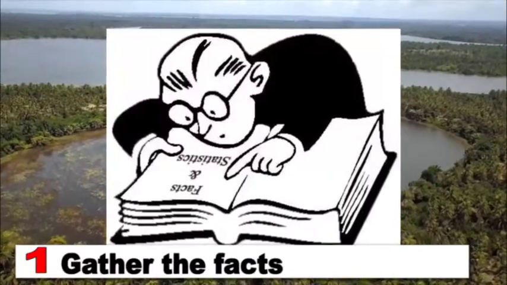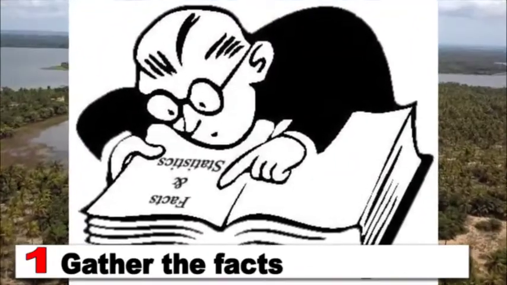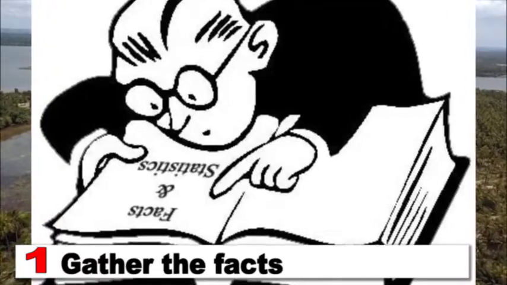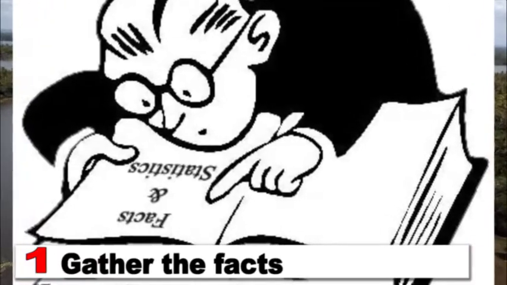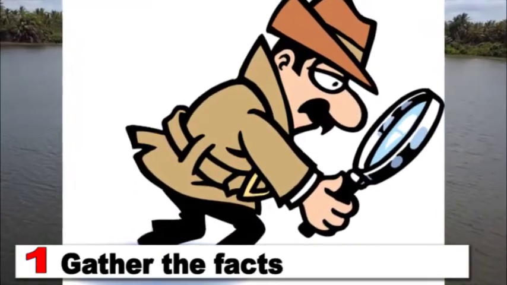Number 1, gather the facts. To know where you're heading, you have to know where you are right now. So before you start looking ahead, you should review the past performance or the current situation. Look at each area of the business and determine what worked well, what could have been better, and what opportunities lie ahead. There are many tools and techniques available to help with this process, such as SWOT, strengths, weaknesses, opportunities, and threats analysis.